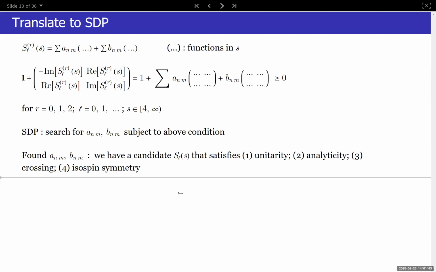Okay. Then for each S, the condition is that it should have norm smaller than 1 on the branch cut. So we have multiple conditions written in this form for isospin equals 0, 1, 2, and for different spin and different S. Then we try to search for the unknown coefficients A and B to actually find those S. So, any questions?